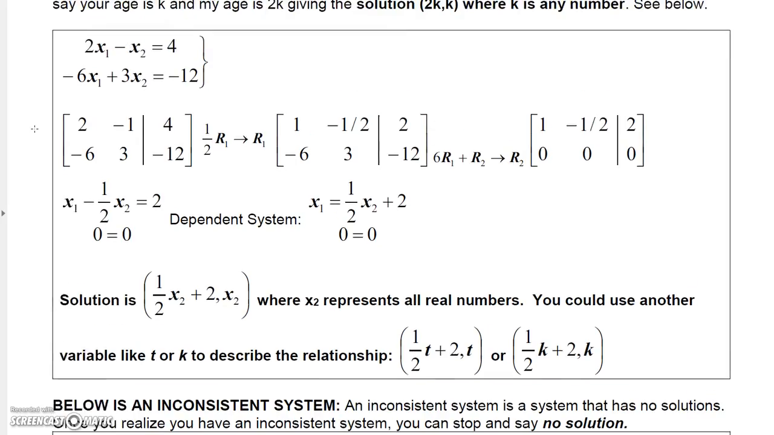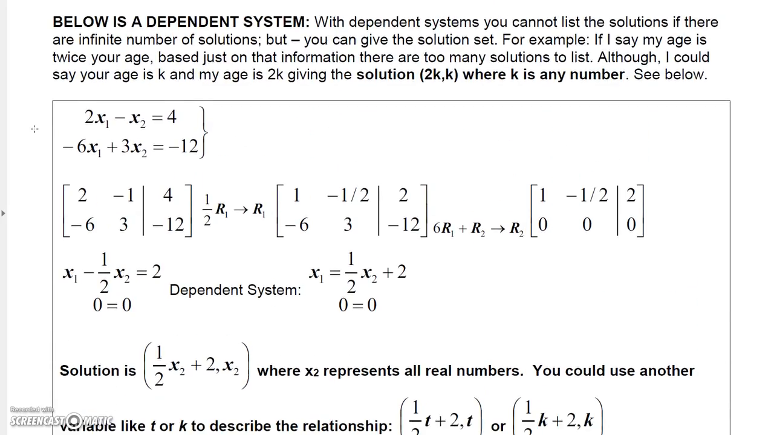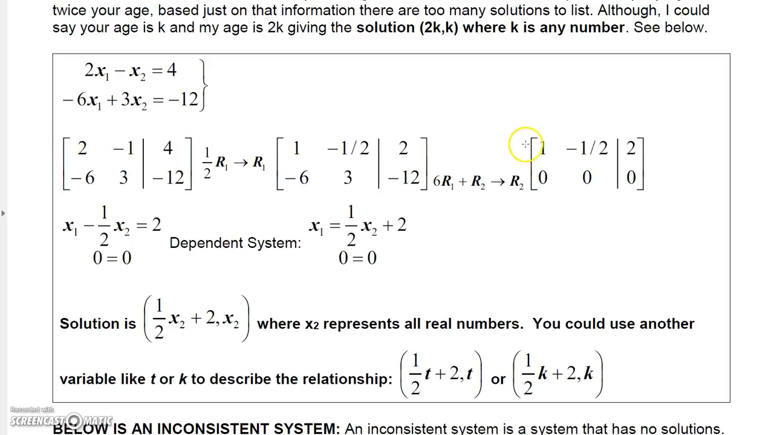Okay, before I move on to larger systems, let me just show you a couple of results that you might run into with a smaller system. You can follow through the steps here. I multiplied row 1 by a half, and I got 1, negative a half, 2. Then I multiplied this row by 6 and added it to this row to cancel the negative 6. But when I did that, not only did the negative 6 cancel, but so did everything else.